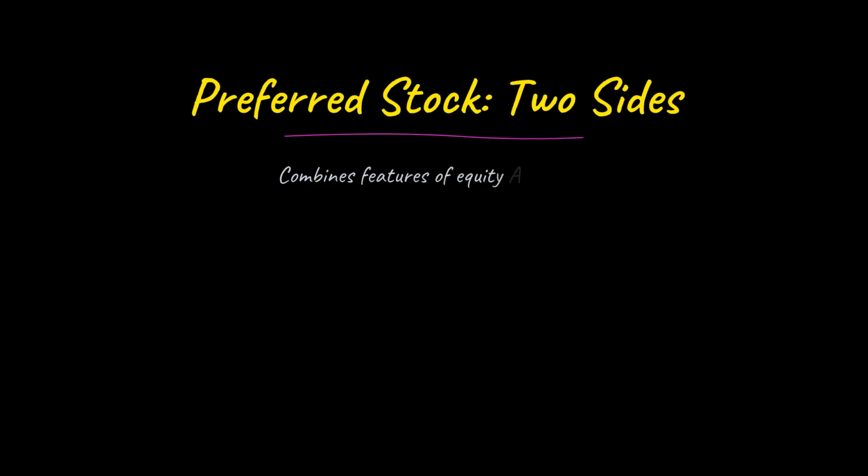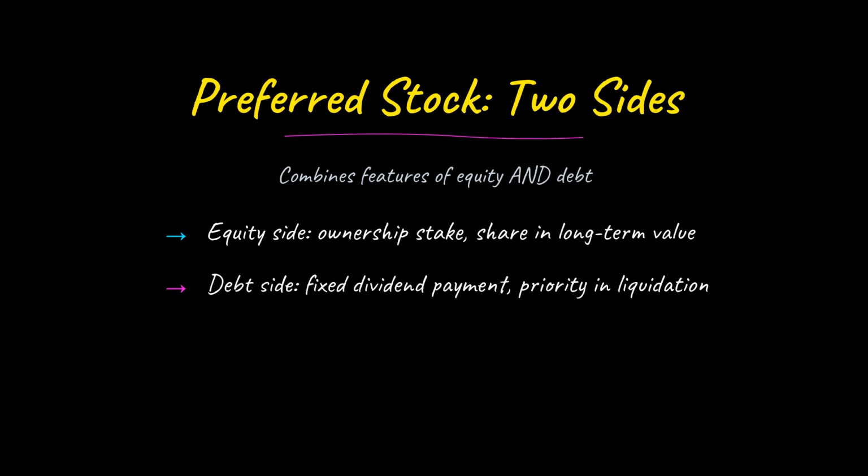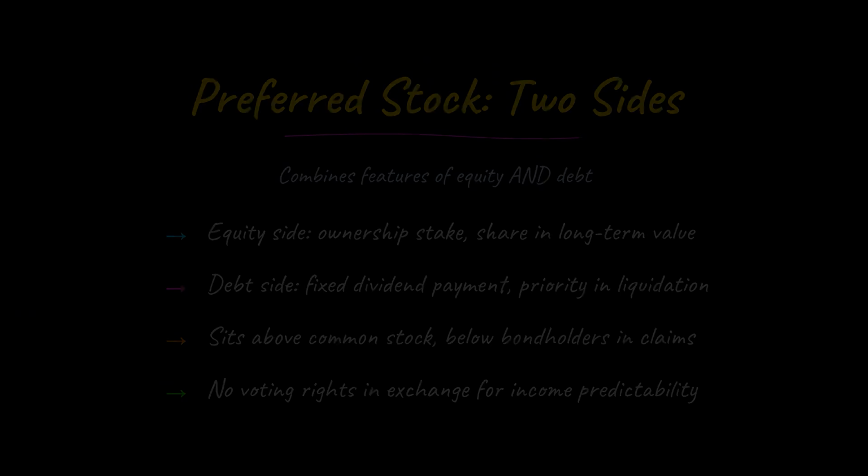Preferred stock occupies a unique position in a company's capital structure, blending features of both equity and debt. Understanding what makes it a hybrid helps explain why it exists and who finds it useful. On the equity side, preferred shareholders are owners of the firm. On the debt side, they receive a fixed dividend and have a higher claim on assets than common shareholders if the company is liquidated. This combination, ownership with priority and predictability, is the defining characteristic of preferred stock.